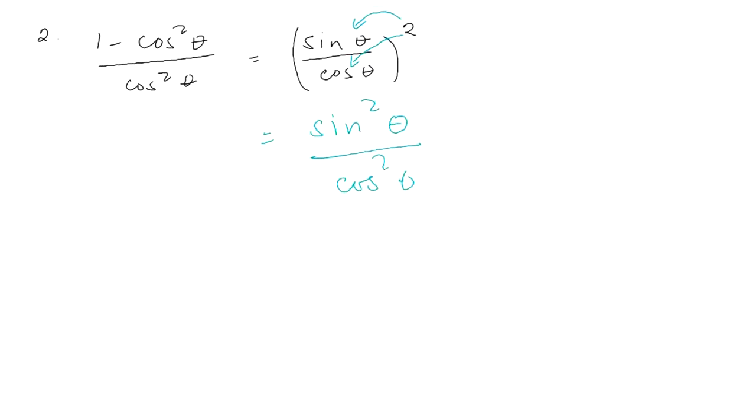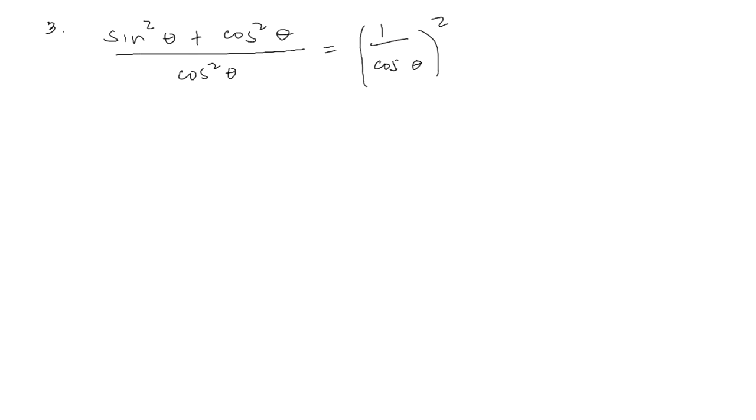This one, 1 minus cosine squared theta, alam natin that that is equal to sine squared theta. And then, since this is in cosine function, i-rewrite lang natin cosine squared theta. And if you will observe, they are now equal. Ganun lang siya. Number 3, we have this problem.